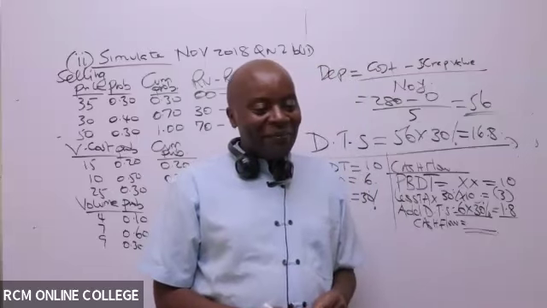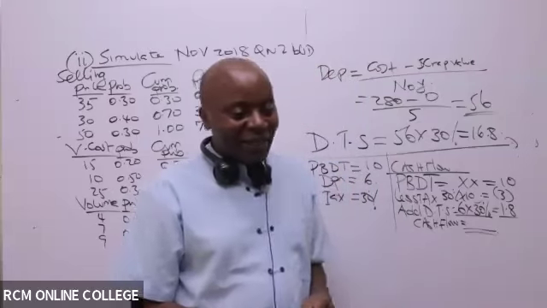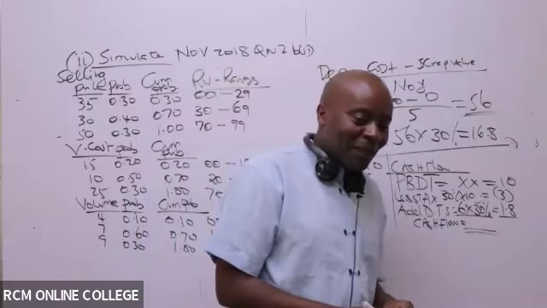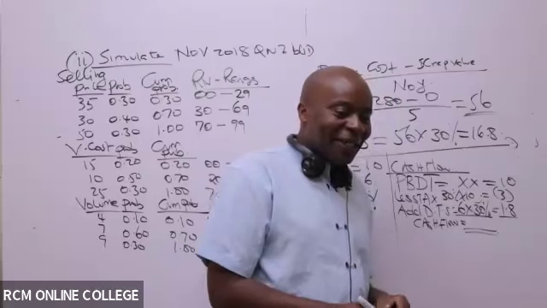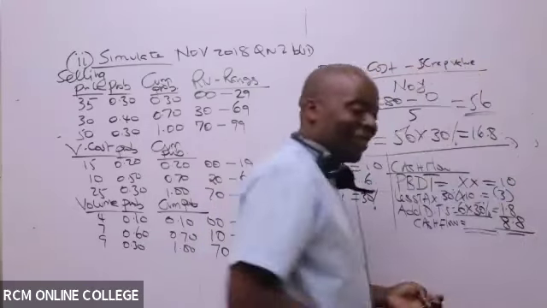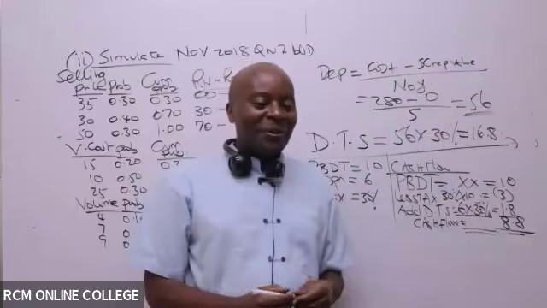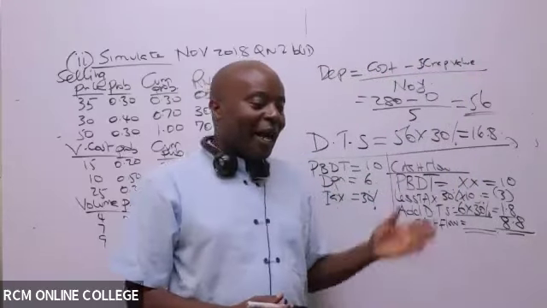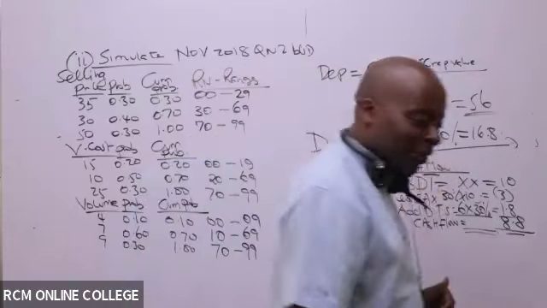We shall overcome. So what are we getting here? 8.8, right? 8.8. I don't want you to be using this method.